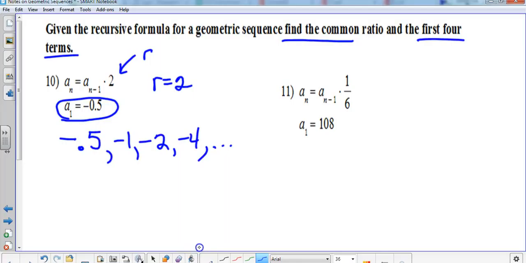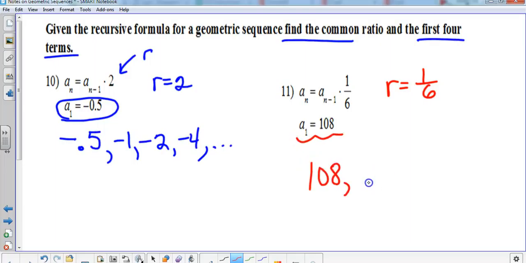First 4 terms, yes. Okay. This next one has a ratio of 1/6, so it's like we're dividing by 6. Make sure you count this 108 as the first term. Don't get confused. They gave it to us. It counts as one of the first 4 terms, okay?